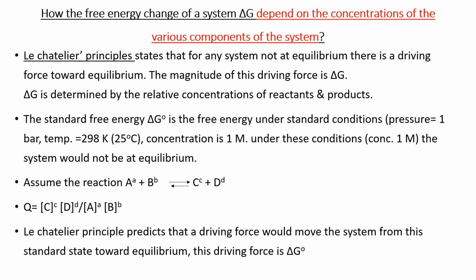We will assume a reaction, as an example. We will assume the reaction A plus B will produce C and D. Q is the relative concentrations of the products divided by the relative concentrations of the reactants. Le Chatelier principle predicts that a driving force would move the system from its standard state toward equilibrium. And this driving force is called delta G node, node for standard condition.